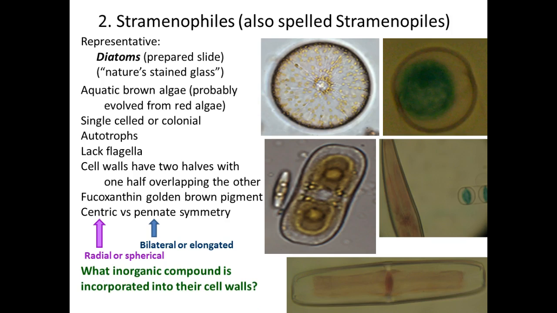What inorganic compound is incorporated into their cell walls? Silicon? Silica or silicon. Or silicon dioxide, actually, is the proper chemical name. This is the same thing that glass is made of, hence why these guys tend to reflect light and can be really beautiful under certain microscopic conditions where they look like stained glass.